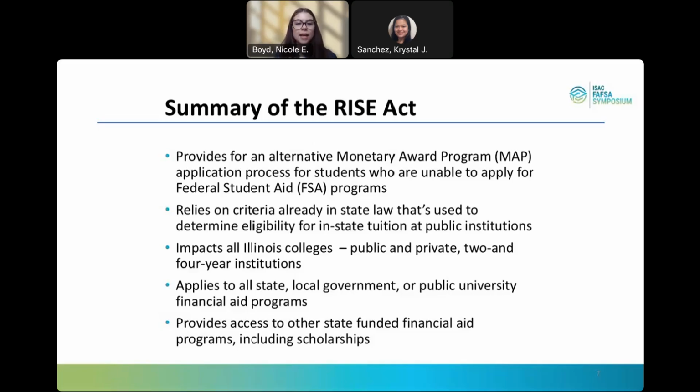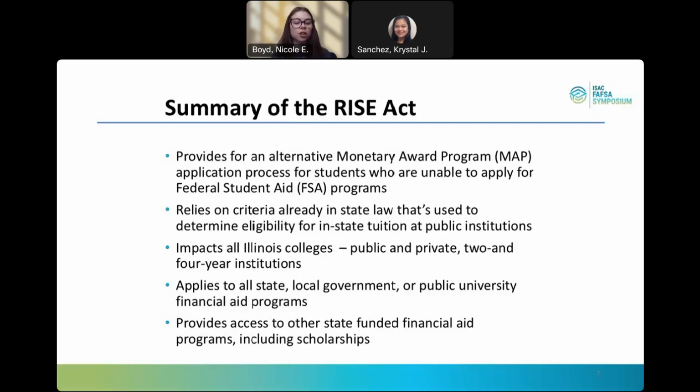And then to give you a brief summary of the RISE Act, it provides for an alternative MAP application process for students who are unable to apply for federal student aid programs. So we will be talking about this later in the presentation about who is considered an eligible non-citizen and who is not considered an eligible non-citizen. But students who are either not U.S. citizens or not eligible non-citizens are unable to apply for those FSA programs such as the Pell Grant. So the RISE Act provides an alternative.